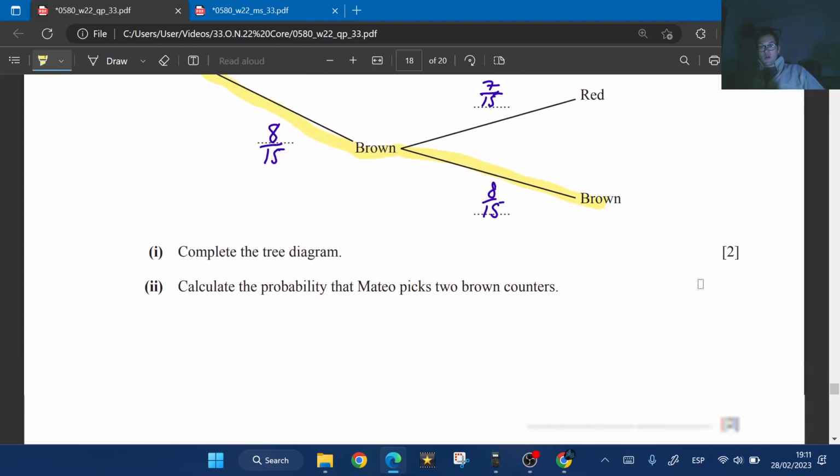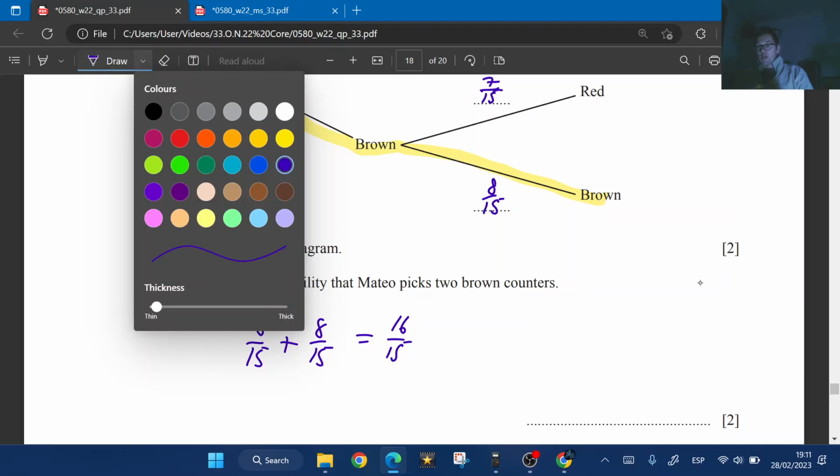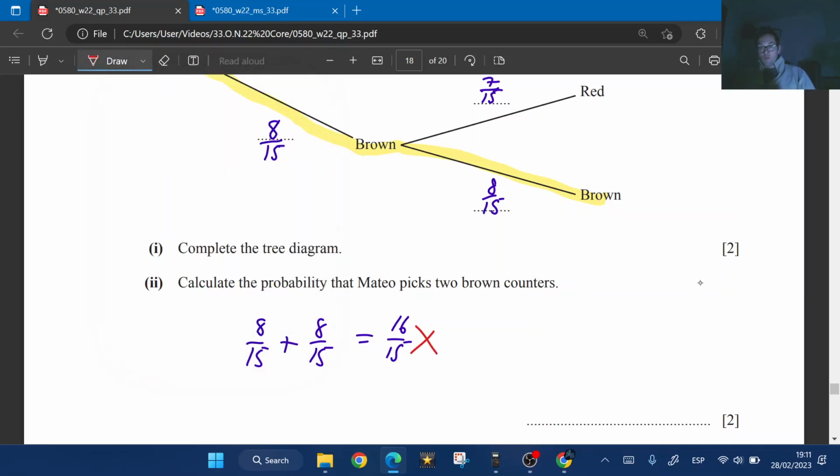So the 2 probabilities are 8 over 15 and 8 over 15. What do we do with that? Well, if we add them, we'll get 16 out of 15, and that's more than 1, and a ratio can never be more than 1. So that is wrong.